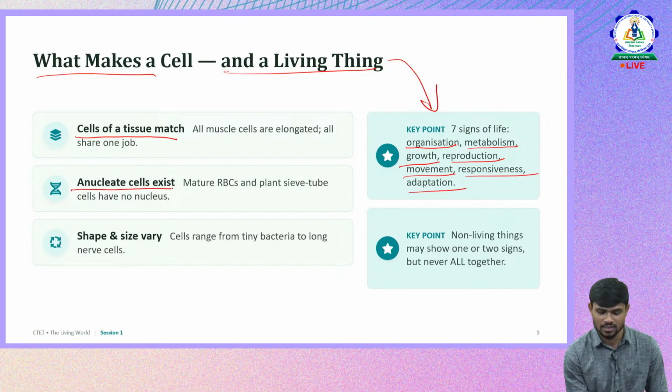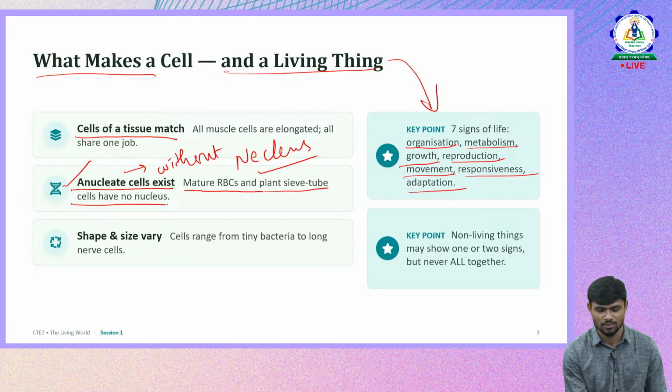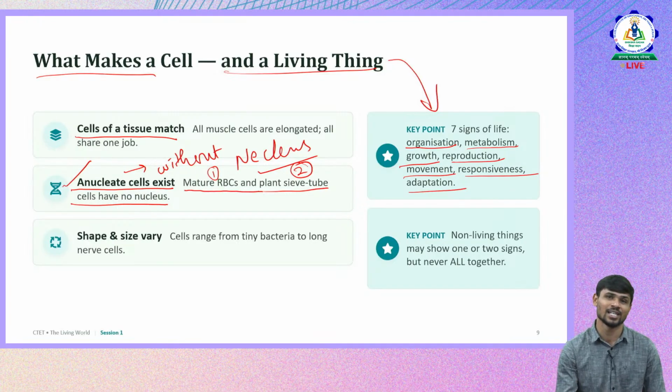Anucleate cells exist. Remember this also, very important. I think this question was asked in two or three years continuously. Anucleate means cells without a nucleus. Cells without a nucleus are called anucleate cells, as opposed to nucleate cells. So what are the cells which don't have a nucleus? These two are examples of anucleate cells: matured RBCs, and in plants, sieve tube cells. These two cells don't have a nucleus, so they are called anucleate cells.